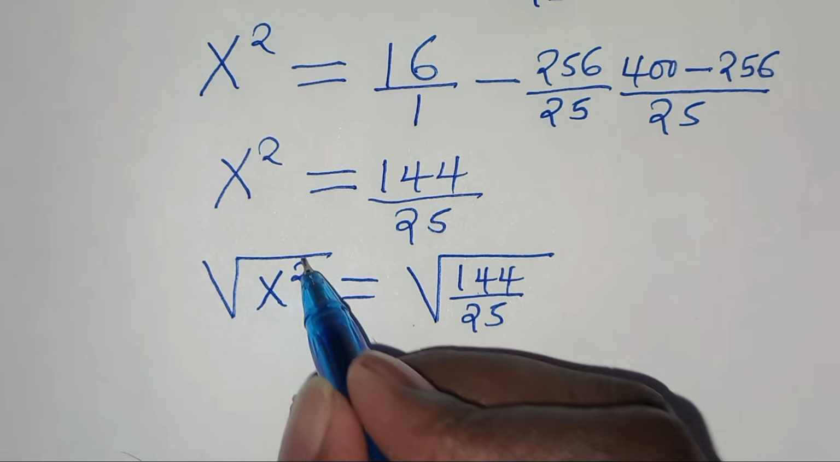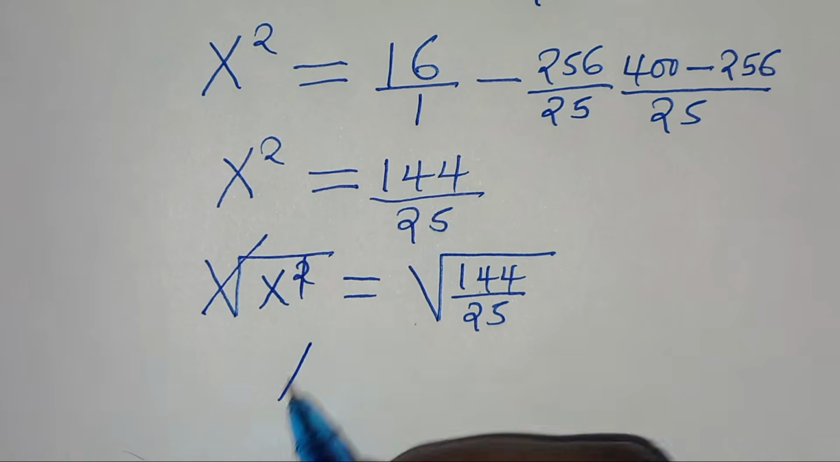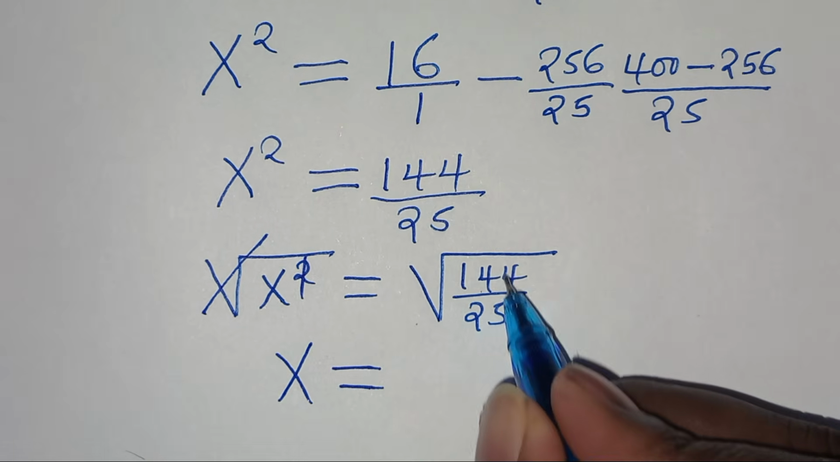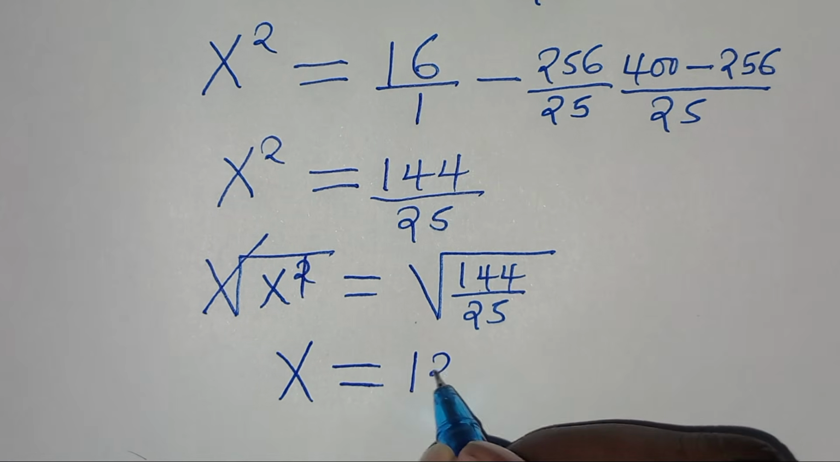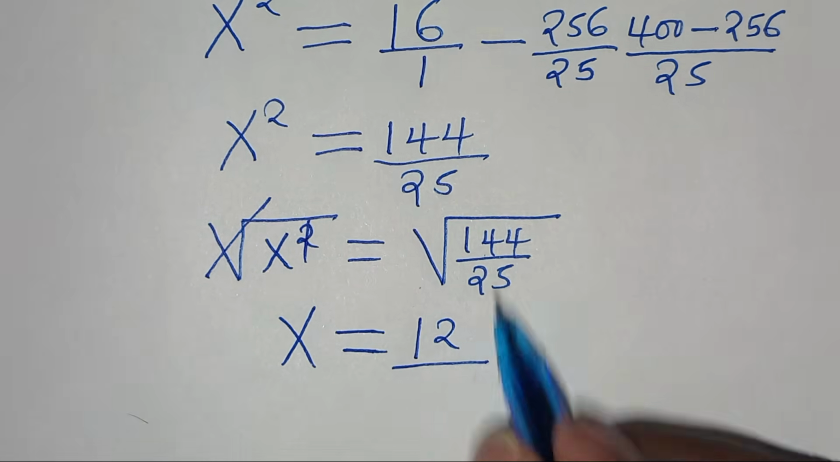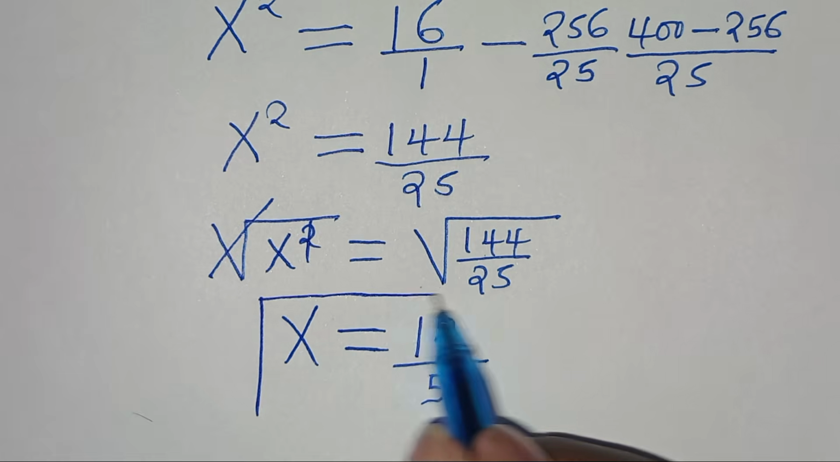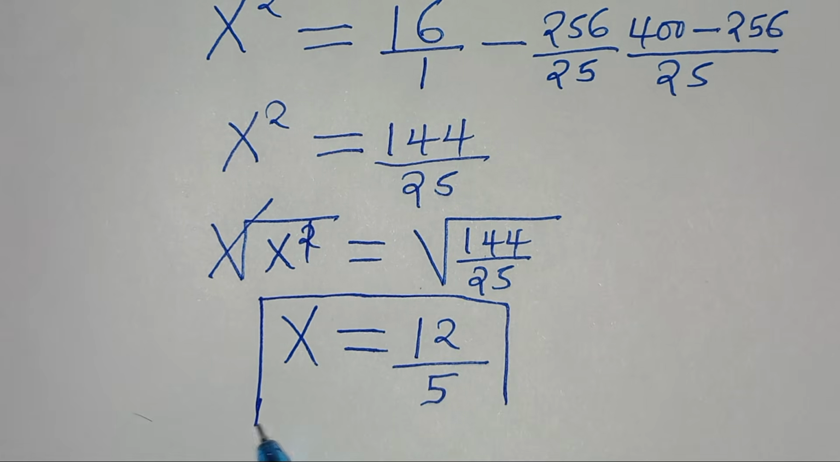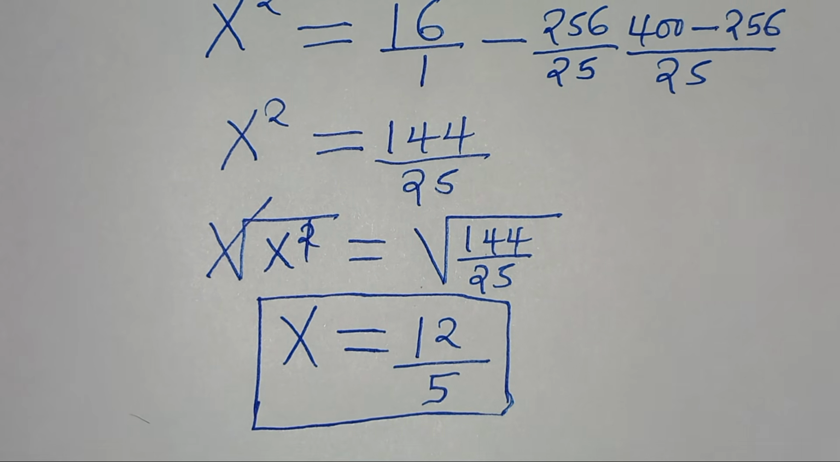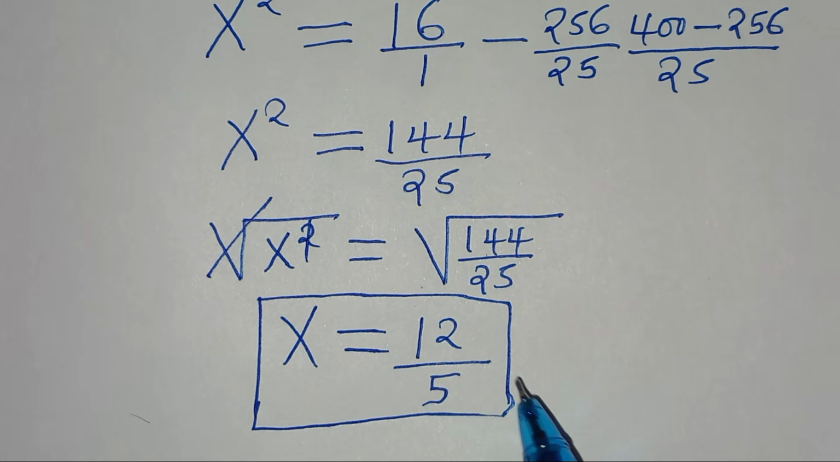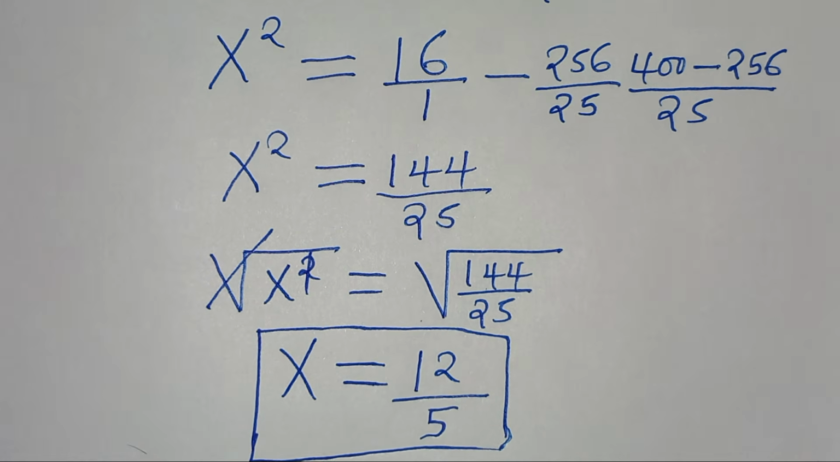So let's eliminate the square root sign here, so that we have x is equal to square root of 144, this is 12, divided by square root of 25, which is 5. So the value of x is equal to 12 over 5. This is the value of x by applying method 1. So let's solve by applying method 2.